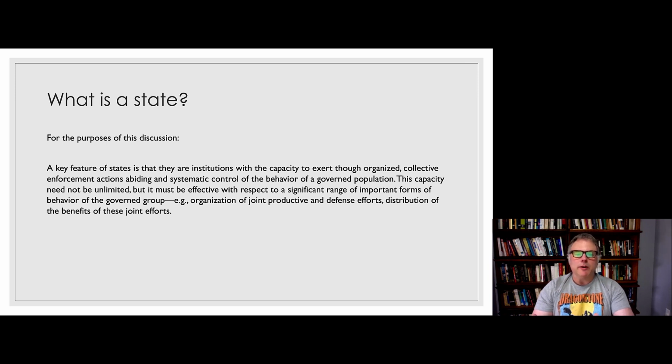And this capacity doesn't need to be unlimited. The state doesn't need to be able to control every single thing everyone does, but it has to range over a significant range of important forms of behavior of the governed group. It has to be able to structure and order the way we organize joint productive activities and defense efforts. It has to be able to systematically control how we distribute the fruits of these joint efforts, who gets what part of the surplus that we generate when we work in cooperation. The idea is that the state has the systematic ability to control, in an organized and collective way, where legal officials, things like sheriffs, police and courts, can impose a set of rules on a community.